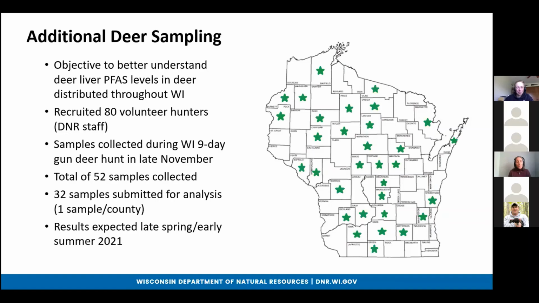And again, the purpose was just to determine what is background and whether or not those results that we observed at that contaminated site were a result of local contamination.